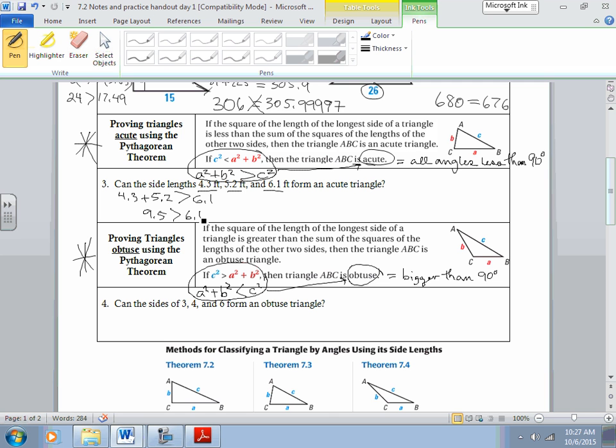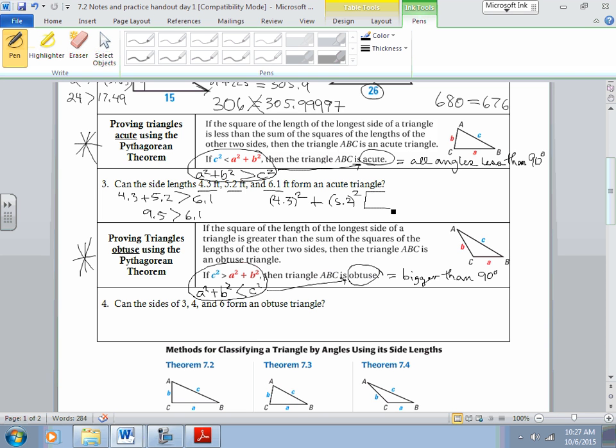Always the bigger number out of the three, because if you don't have a picture of it, you have to go off the numbers. The biggest number has to be substituted for C, okay? The other two, does it matter where they go for A and B? No, okay? So you're going to type in 4.3, square that, and add that to 5.2, squared.